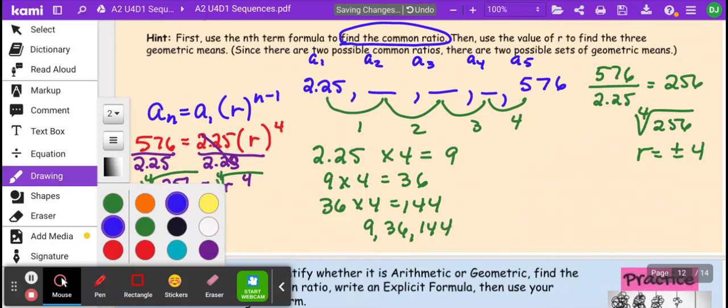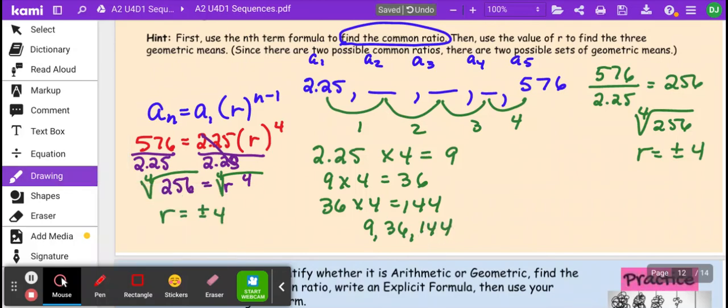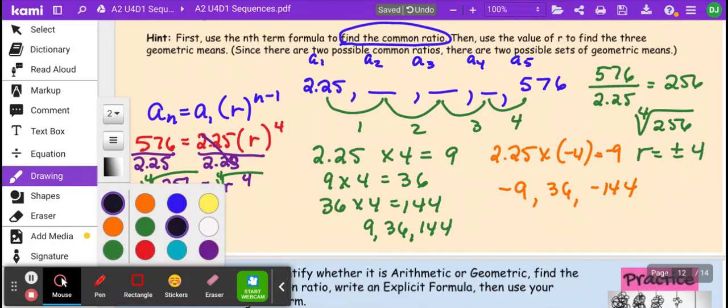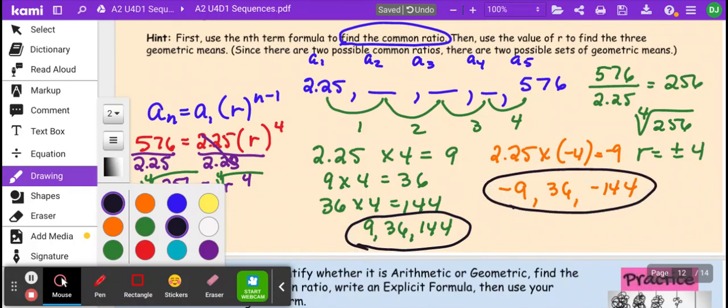But we said you have to also use the negative. So if I took 2 1/4 times the negative 4, I would get negative 9. And if you think about this, the 36 would be positive and the 144 would be negative. So there's two possibilities for the means: the positive ones and the ones with the negative.